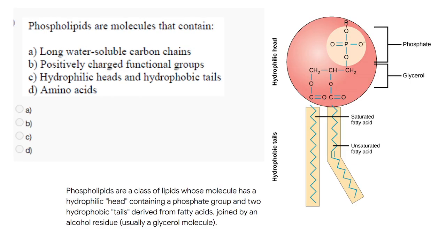Okay. So phospholipids are molecules that contain long water soluble carbon chain, positively charged functional group, hydrophilic heads and hydrophobic tails, amino acids. So the answer is given here itself. Phospholipids are a class of lipids whose molecule has a hydrophilic head containing a phosphate group and two hydrophobic tails derived from fatty acids joined by an alcohol residue, usually a glycerol molecule.